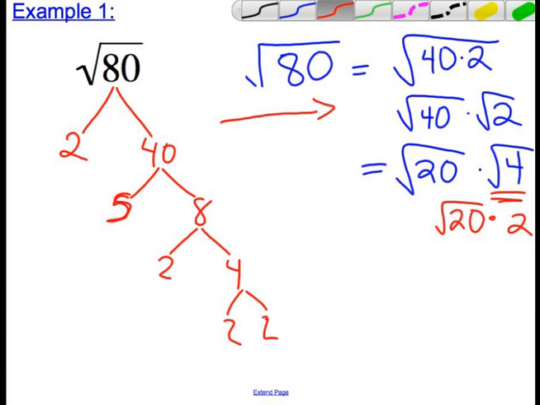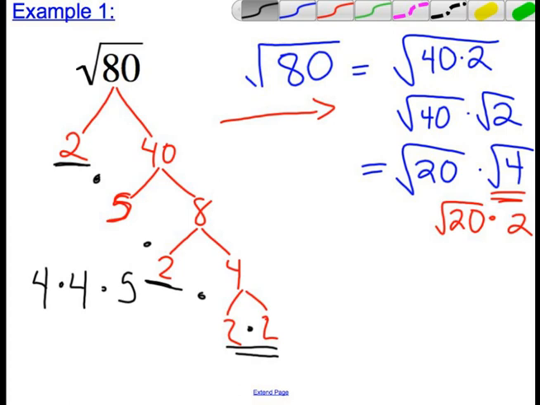So 80 is really 2 times 5 times 2 times 2 times 2 times 2. 4 2s and a 5. So that's the same thing as 80. So we could separate this into multiple ones, but we actually want perfect squares. Since 2 times 2 is 4, we can really write this as 4 times 5.